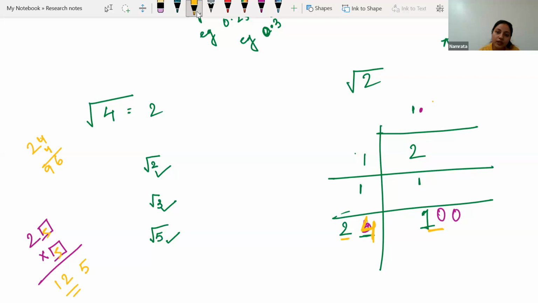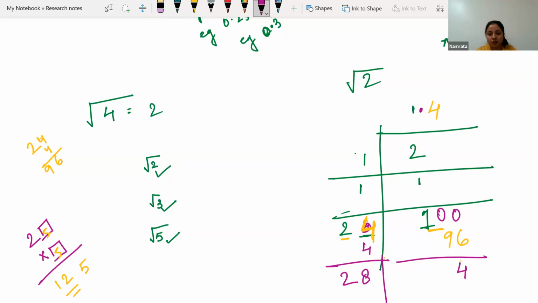Here also 4 we will be taking. That is giving us this. 100 minus 96 is 4. 4, 4, 8 and 2. Again, what will we do? The same decimal will give 2 zeros at a time, so it will give 400 at a time.